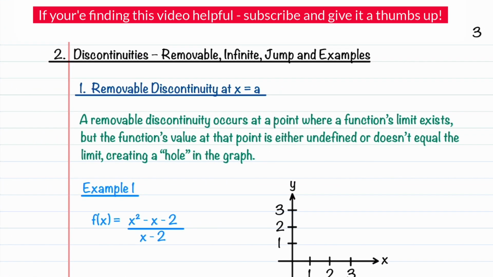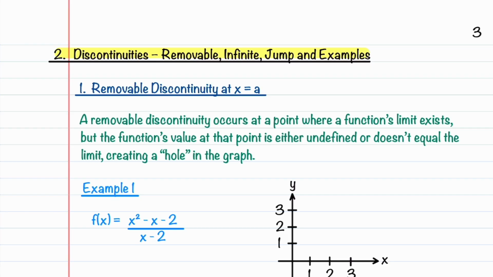Let's now look at 3 ways that a function can be discontinuous and walk through some examples. The first type of discontinuity that we're going to look at is called a removable discontinuity at a point x is equal to a. A removable discontinuity occurs at a point where a function's limit exists, but the function's value at that point is either undefined or doesn't equal the limit. And this creates what we call a hole in the graph.